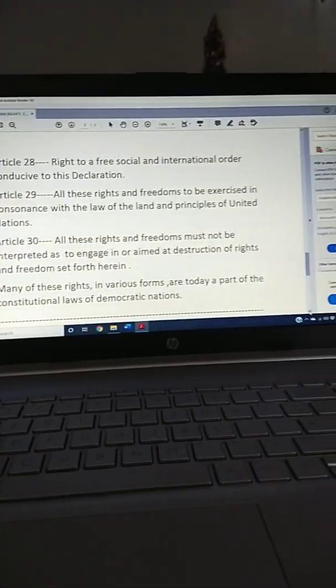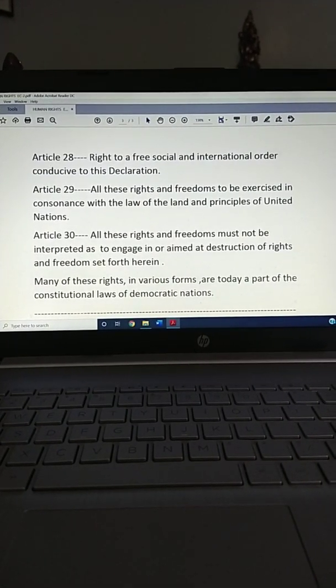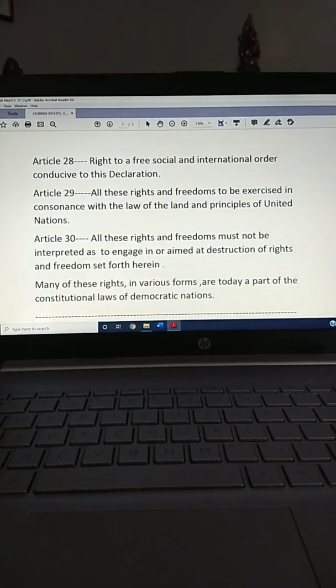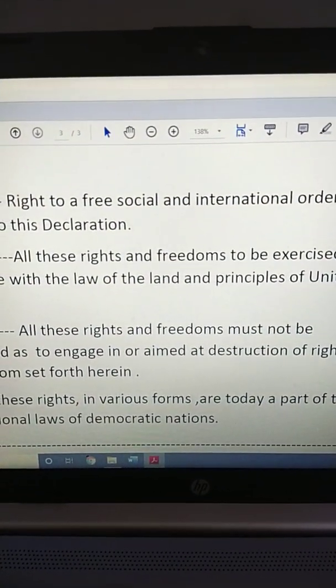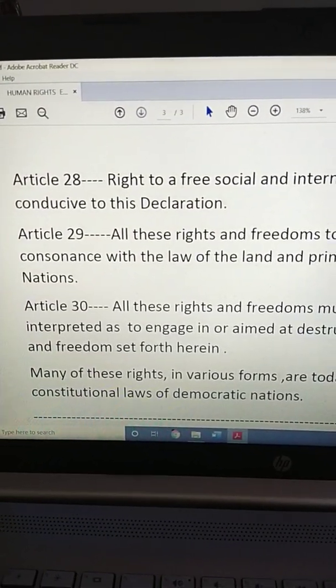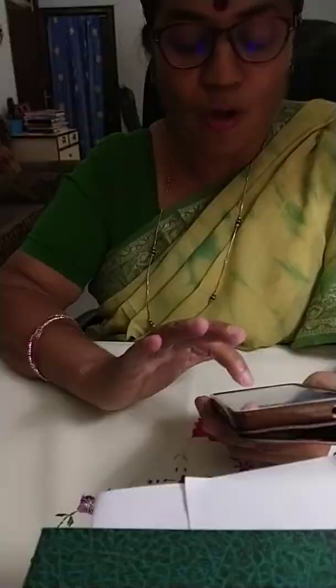Next is Article 28, right to a free social and international order conducive to this declaration, which means the human rights which have been described up to Article 27, to work them in true sense, there must be a proper social and international order. So the social and international order must be conducive for these rights. They should not be in confrontation with those rights. They should not limit those rights.